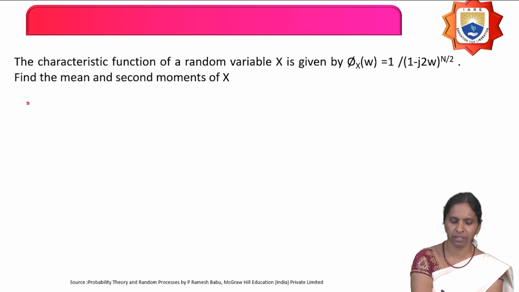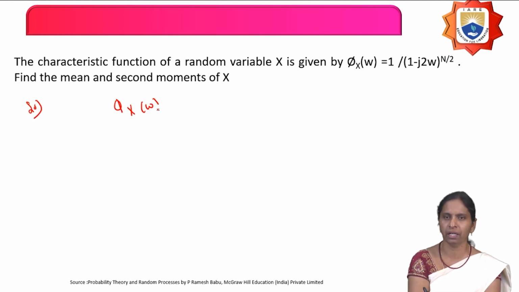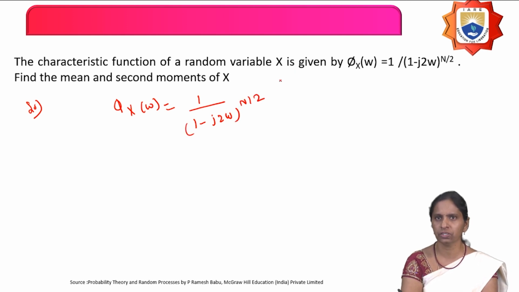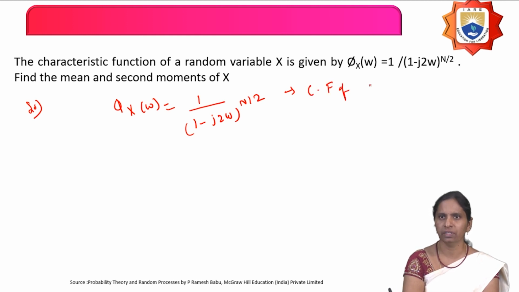So what have they given? They have given the characteristic function. What characteristic function have they given? Pi x of omega equals to 1 by (1 minus j 2 omega) power n by 2. So this is the characteristic function of a random variable x that has been given. What you have to calculate? You have to calculate the mean and second moments of the random variable x.